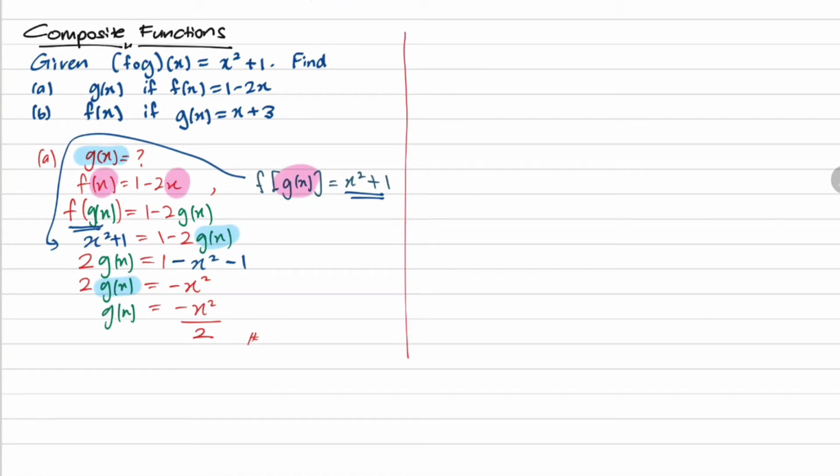Now, let's take a look at the question B. Question B is asking about the function f. What is the value of f given the function g is equal to x plus 3? Don't forget that there's also one more information that we must use, which is the composite function. Write it next to it. Write f bracket gx equal to x squared plus 1. Once we have written them down, and then we think about what to do next.